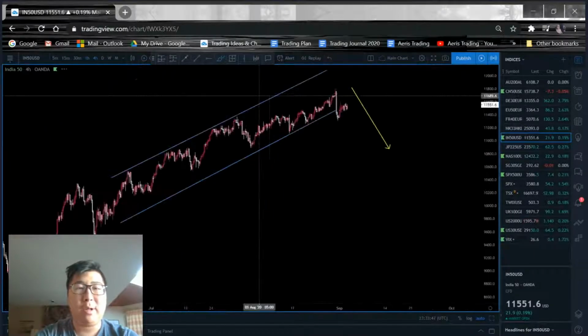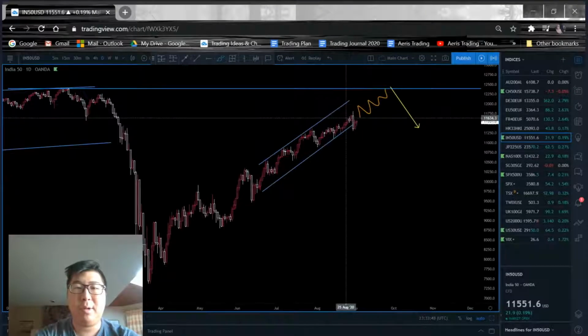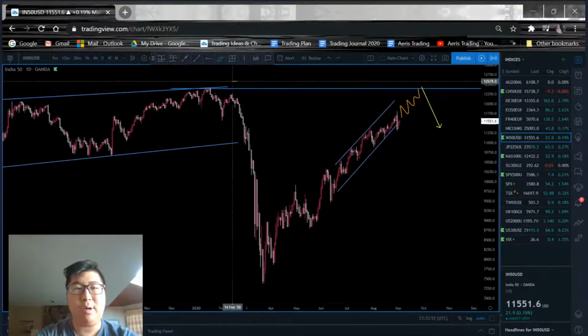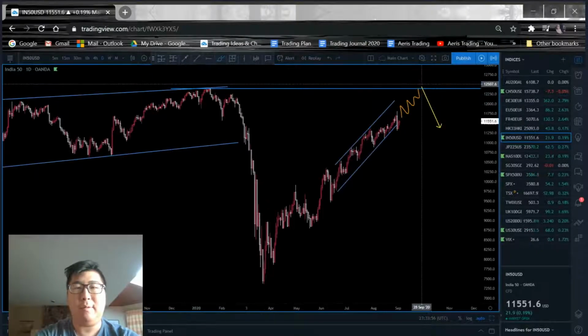So how would I take this now? Just like what I mentioned last time, I would rather wait for the price to continue upwards, hitting this previous top, and then look for a potential sell opportunity from the top here. That is what I see on Nifty.